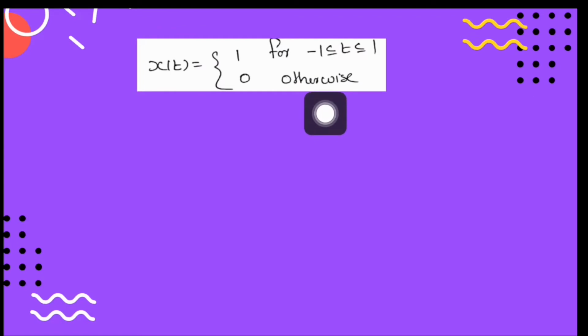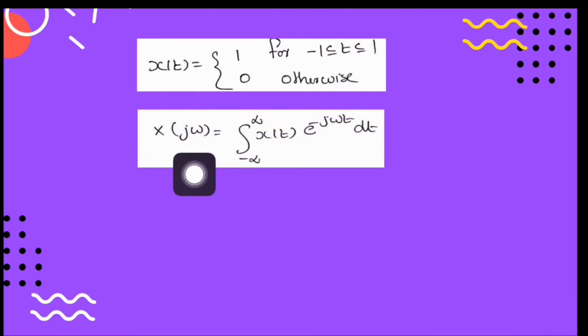The Fourier transform x of j omega of a continuous time signal is mathematically defined as x of j omega is equal to integral minus infinity to infinity x of t e raised to minus j omega t dt. Now you look at this x of t. You can see it has non-zero value only for the time interval minus 1 to 1. Correspondingly, we can change the integration limits from minus infinity to infinity to minus 1 to 1, and for that time interval x of t is 1.